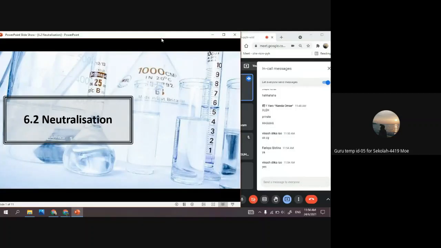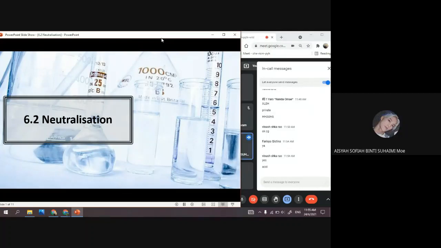Okay, in today's class, we are going to look at the second topic of chapter 6, that is neutralization. In our previous class, which was yesterday, you learned about properties of acid and alkali. Okay, so you have learned about properties of acids and alkalis. They are different properties.